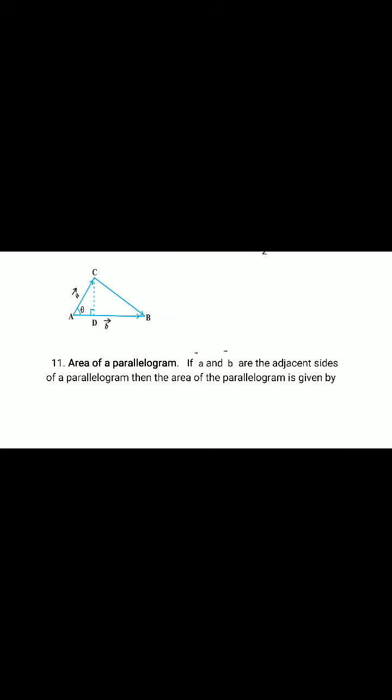Then its area will be equal to half mod vector A cross vector B. Second application, to find the area of parallelogram. If vector A and vector B are the adjacent sides of a parallelogram, then the area of the parallelogram is given by mod of vector A cross vector B according to the figure.